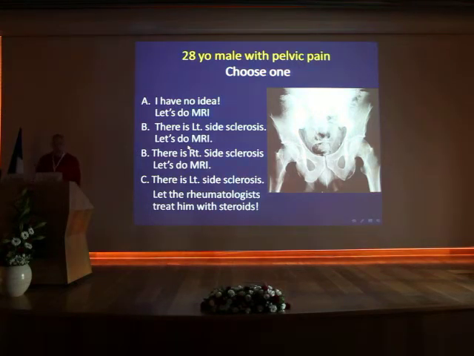We have a 28-year-old male with pelvic pain. I have no idea, let's do an MRI. There is left side sclerosis, let's do an MRI. The right side sclerosis, let's do an MRI. The left side sclerosis, we know the diagnosis, so let's give him steroids, or the rheumatologist gives him steroids. What do you think? A, B, C? B, yeah. The first B, I think, will be right, okay?